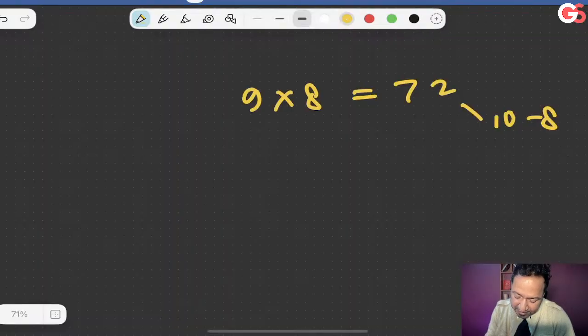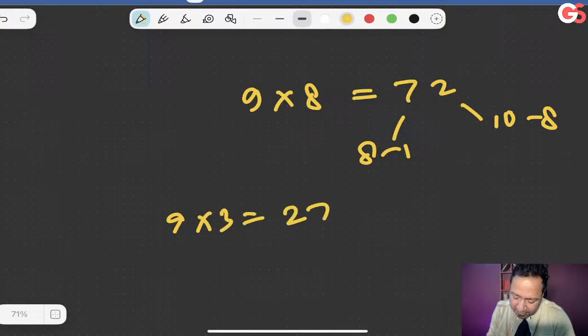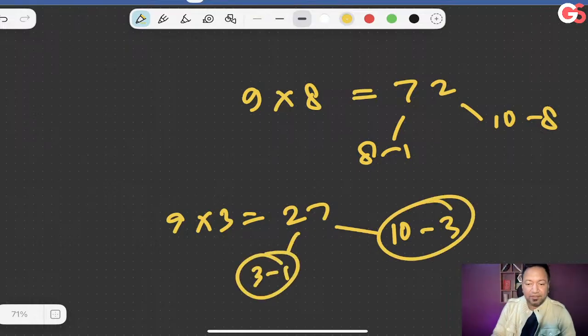And this one is 8 minus 1. If I take 9 into 3, I'll get 27. This is 10 minus 3, right? And this is 3 minus 1. Isn't this happening? Such a beautiful property of number 9. All of you got that?